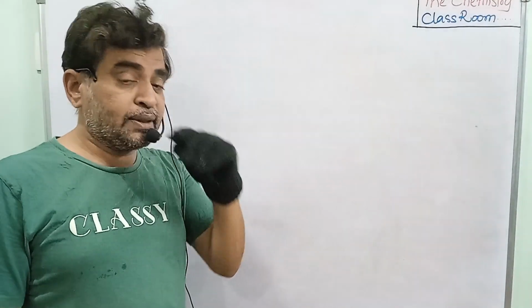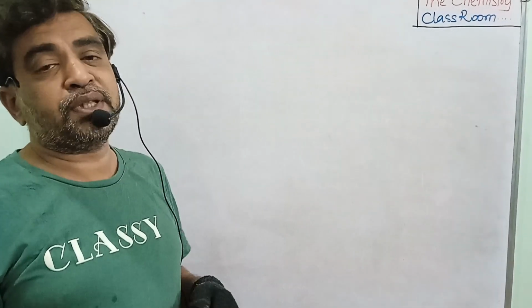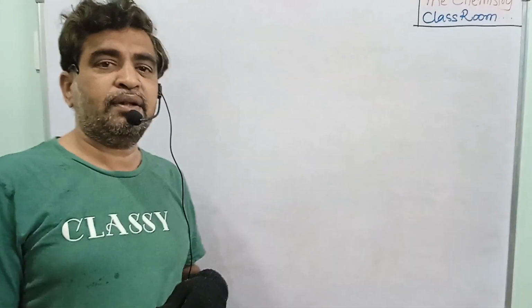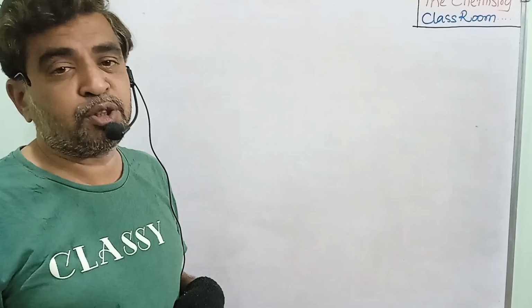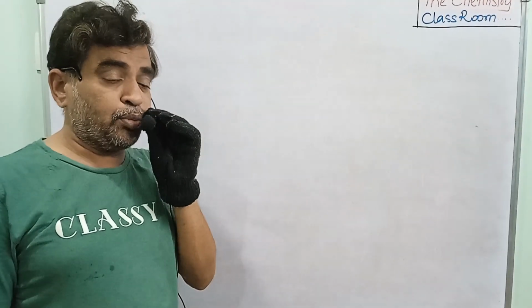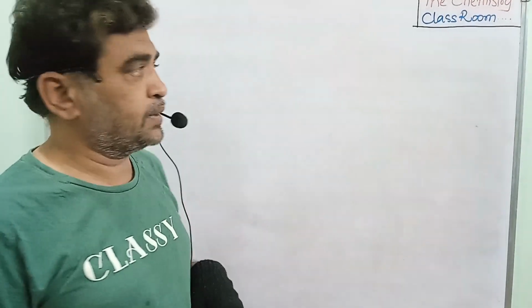Today we are going to discuss General Organic Chemistry Part 2. In this part, we are discussing isomerism. So what is isomerism? We will discuss with examples.